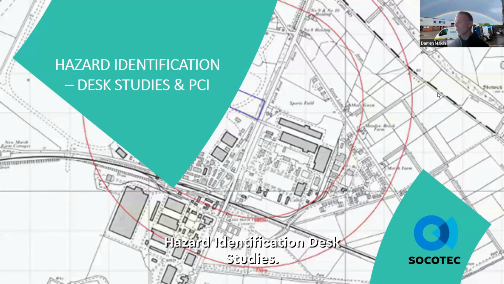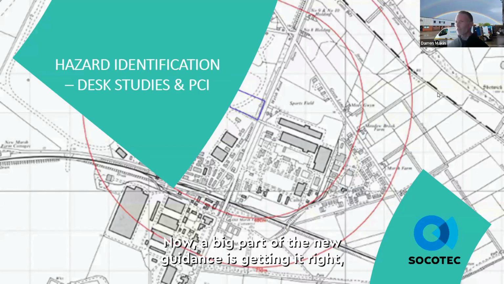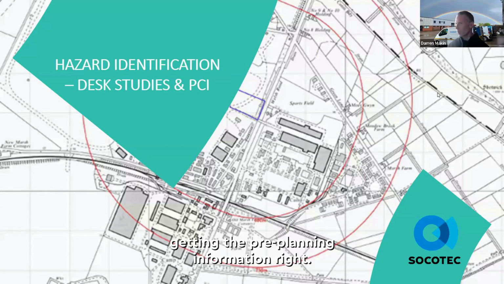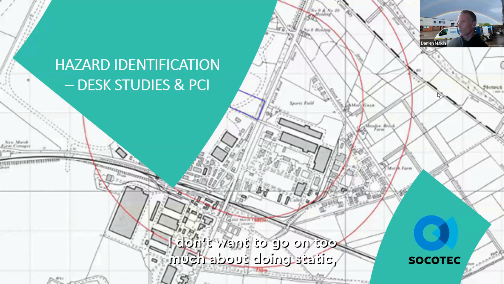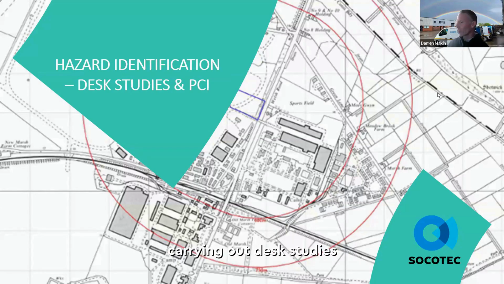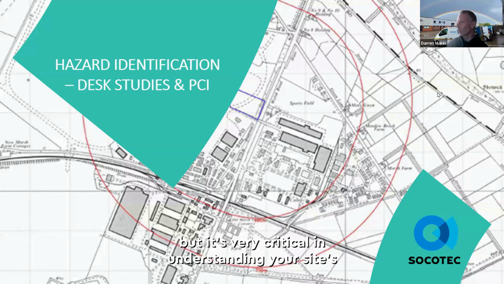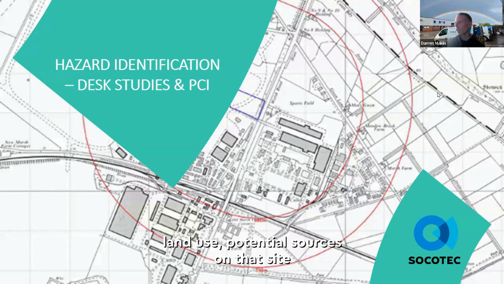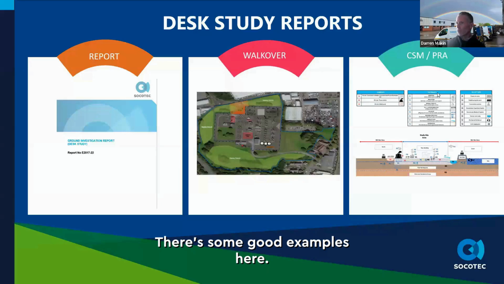Hazard identification, desk studies. Now, a big part of the new guidance is getting it right, getting the pre-planning information right. I've already gone through it. I don't want to go on too much about carrying out desk studies and getting pre-construction information, but it's very critical in understanding a site's history, land use, potential sources on that site before carrying out the investigation. And there's some good examples here.